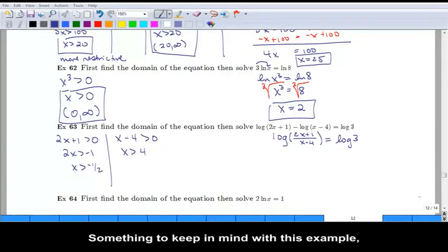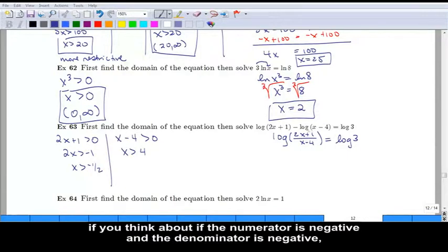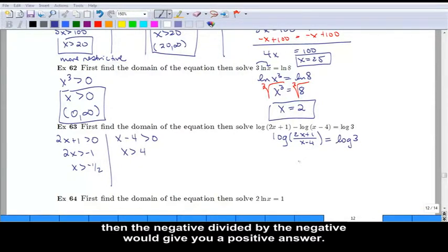Something to keep in mind with this example, though, since we have these two combined, if you think about if the numerator is negative and the denominator is negative, then the negative divided by the negative would give you a positive answer.